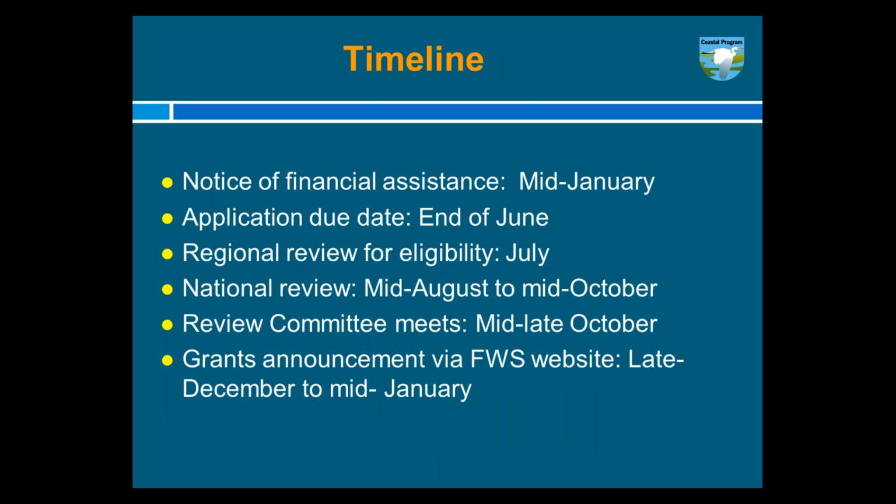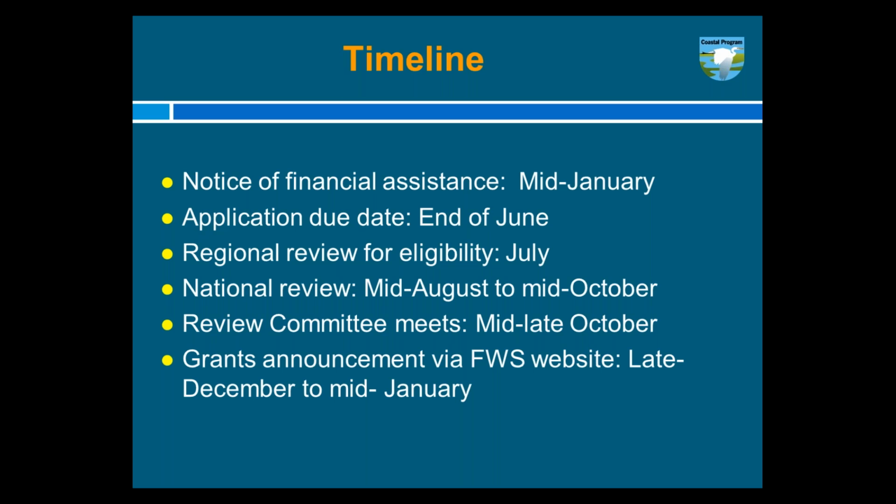So this gives you a sense of the timeline. We go out with a notice of financial assistance in mid-January. The application due date is end of June. The hope is that applicants will work with our field staff, the biologists in the region, to develop the applications and make them as competitive as they can be. We always encourage applicants to share drafts early so that we can provide comments and feedback and suggest how they can improve the project. And then it comes in at the end of June.